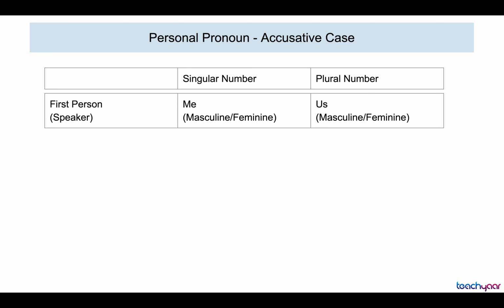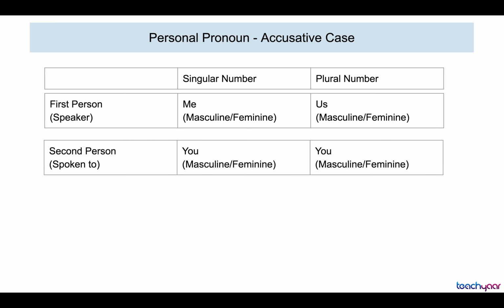That is why me has been put in the accusative case in singular, and me can be masculine or feminine. If it is a group, the teacher gave us. So us is the plural form and it can be masculine or feminine. Second person, the person being spoken to, the teacher gave you something. So you, masculine or feminine, and you remains you in the case of plural.